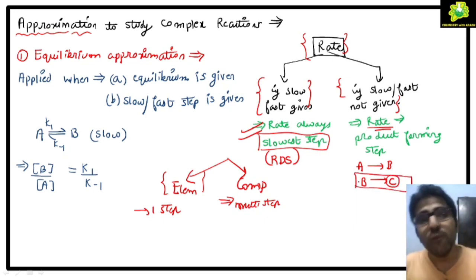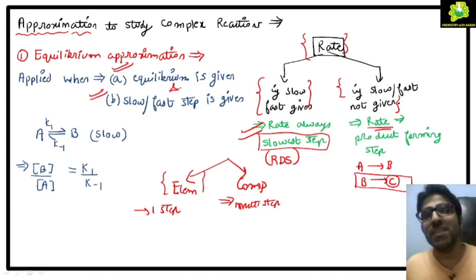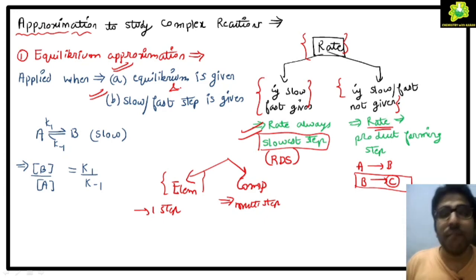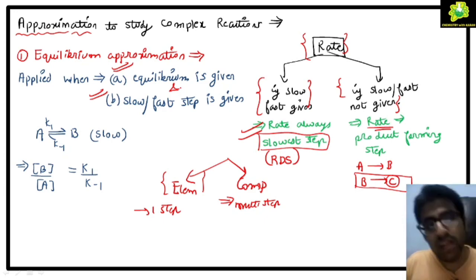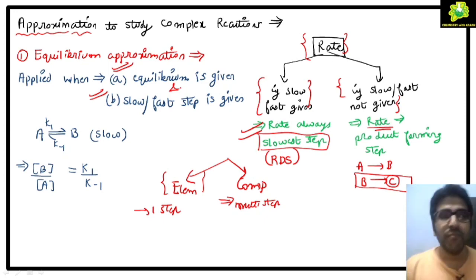Now moving on to the approximations. The first approximation is equilibrium approximation. It is applied when the equilibria is given and slow and fast step is given. First of all, there is an "and", meaning both of the conditions have to be satisfied. Only then you can apply equilibrium approximation. If any one condition is not given, then you can never apply equilibrium approximation.